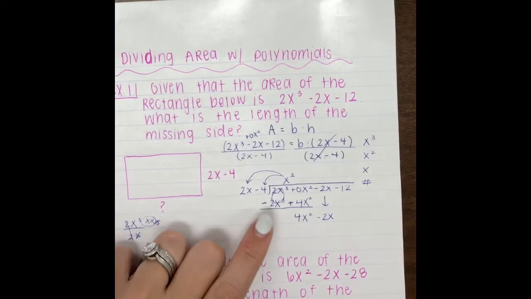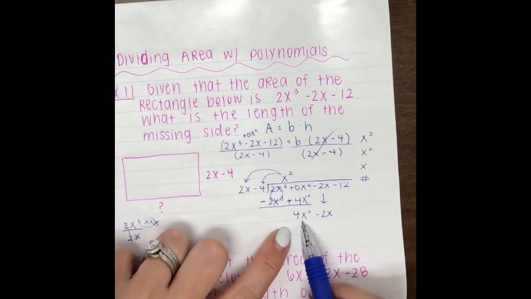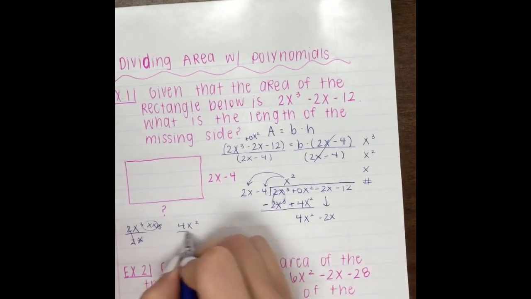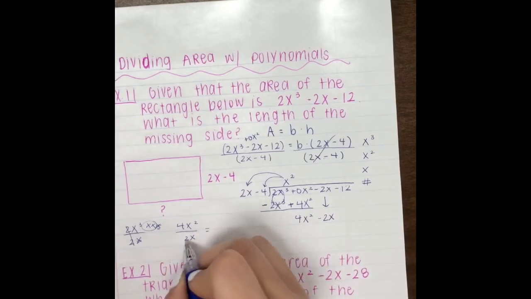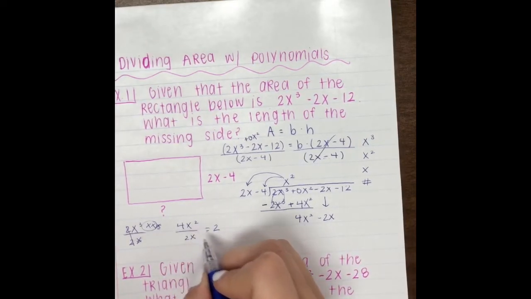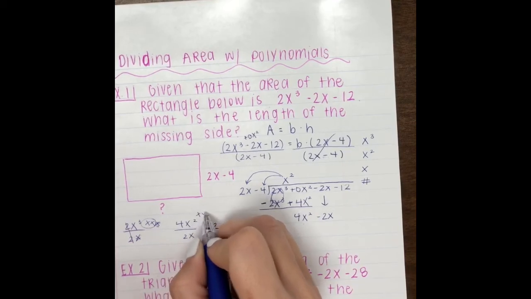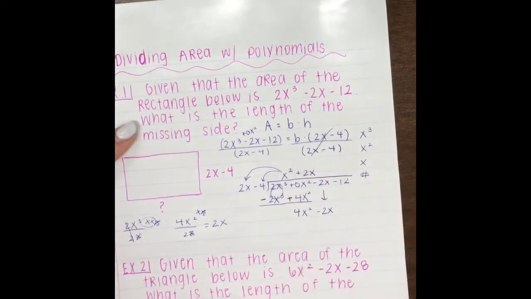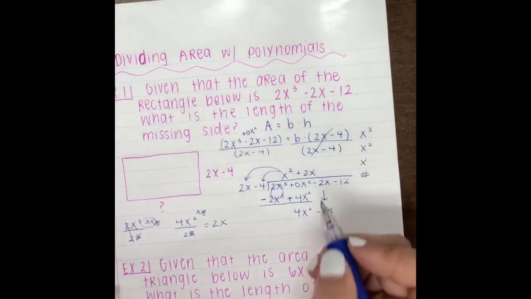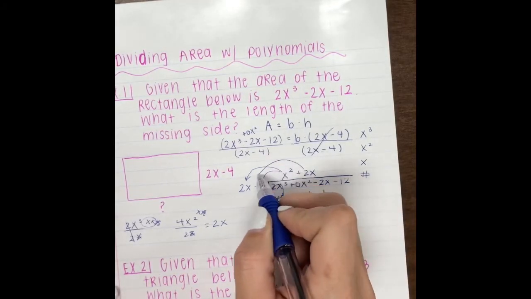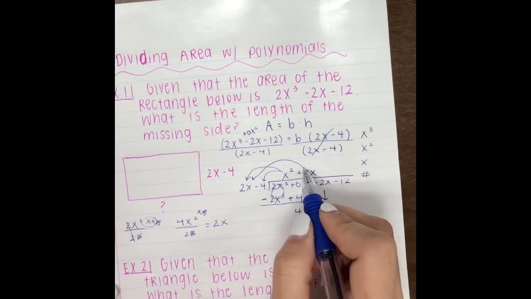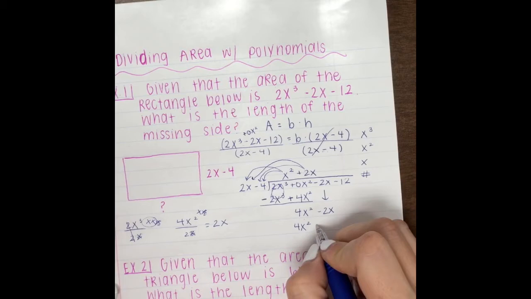Okay? And then we have a new leader now, right? So now we're going to divide these leaders. So 4x squared divided by 2x. 4 divided by 2 is 2. If I have x squared divided by x, 2 x's on top, 1 on bottom would cancel out one of the ones on top, leaving you just 1x. So positive 2x. And we're going to distribute again, or multiply again. So 2x times 2x is 4x squared. 2x times a negative 4 would give us a negative 8x.